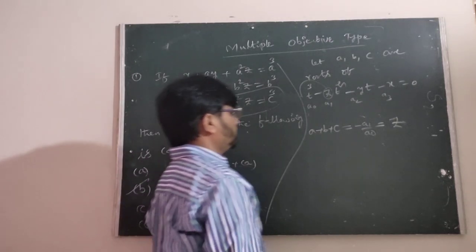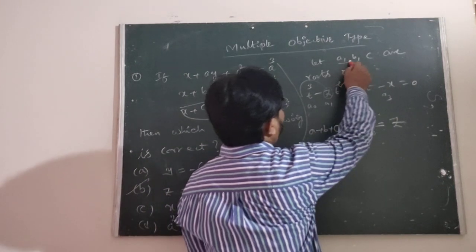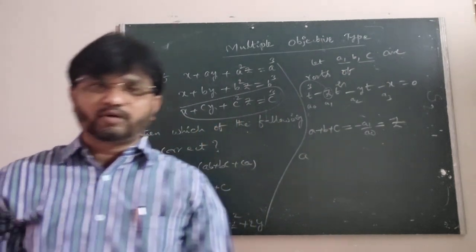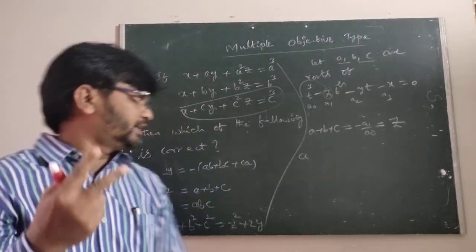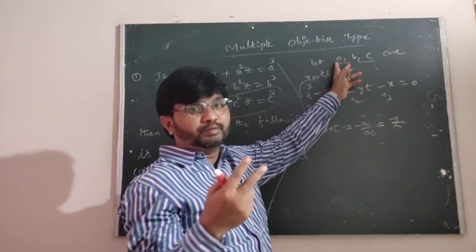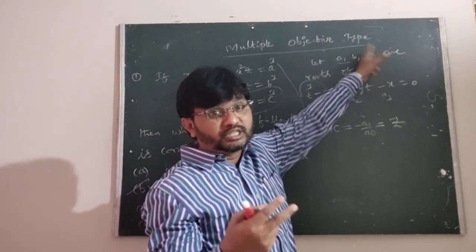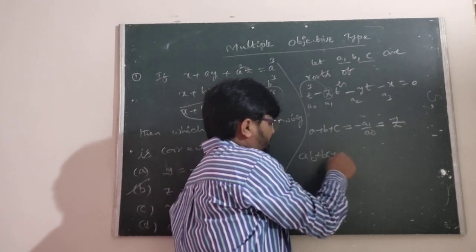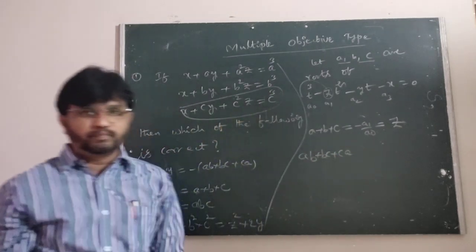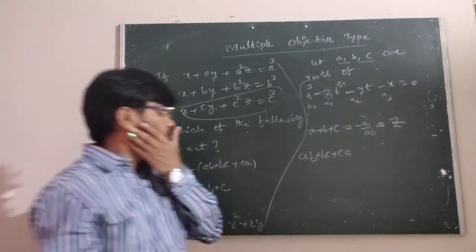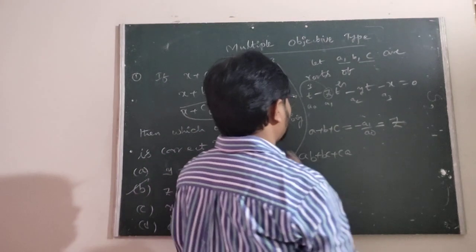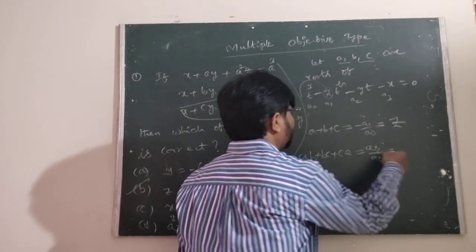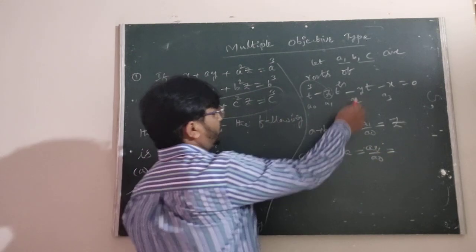Now S2, the sum of the product of the roots taken 2 at a time, that is a into b, ab, b into c, bc, c into a, ca. Then it will be ab plus bc plus ca, equal to the sum of the product of the roots taken 2 at a time. That means a2 by a0.